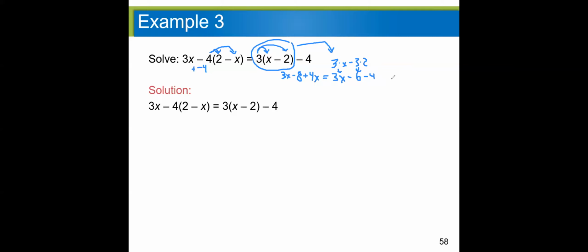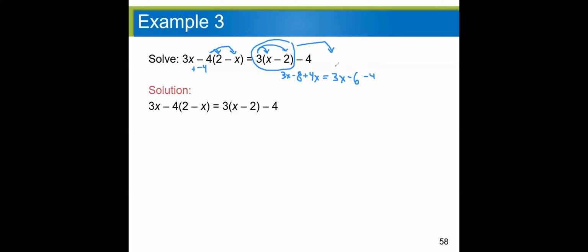So I've distributed. I have completely removed all my parentheses. Now I have just a regular old solution. I notice I have like terms on both sides. So let me get rid of these guys so it's a little less gross. I have a 3x and a 4x on the left. I have a -6 and -4 on the right. Let's solve those.